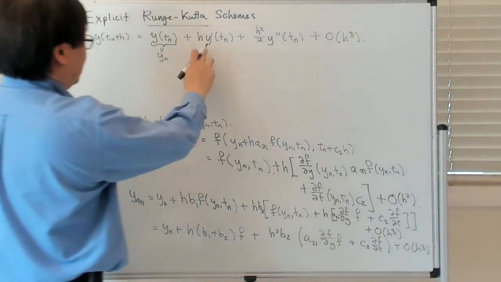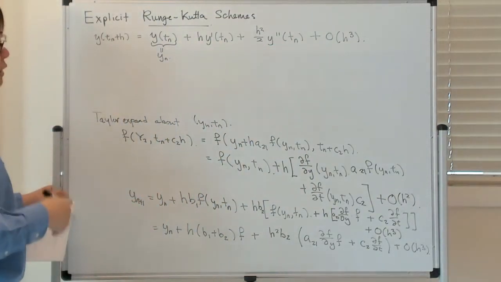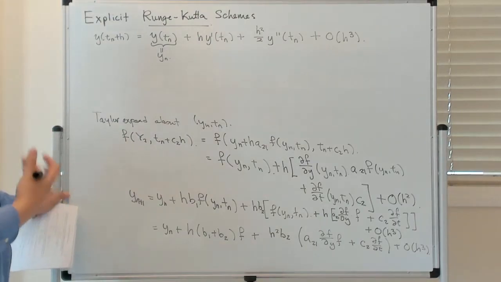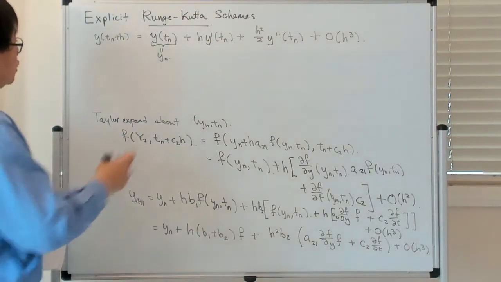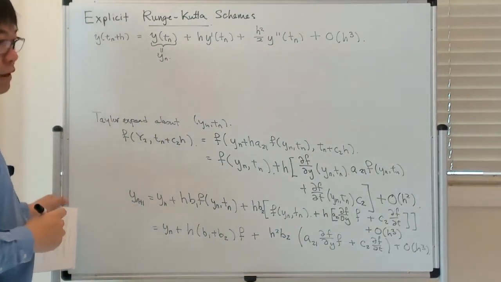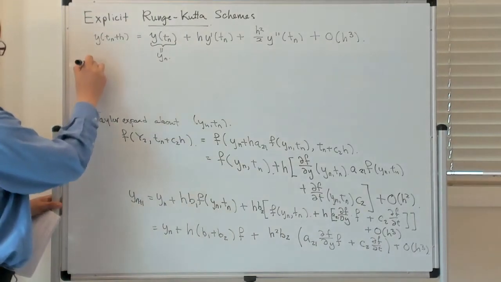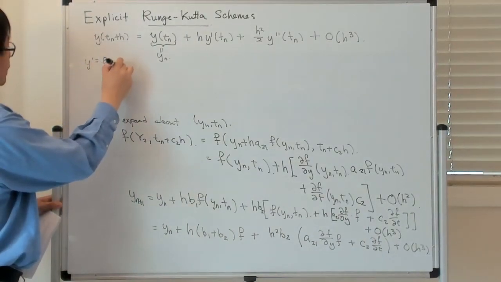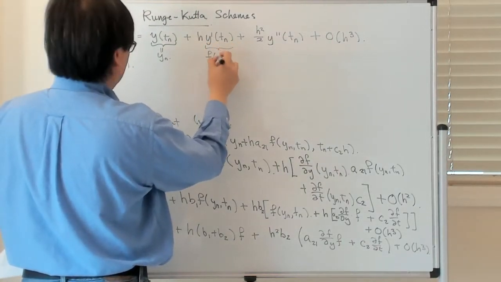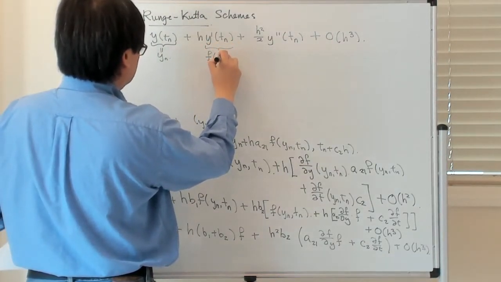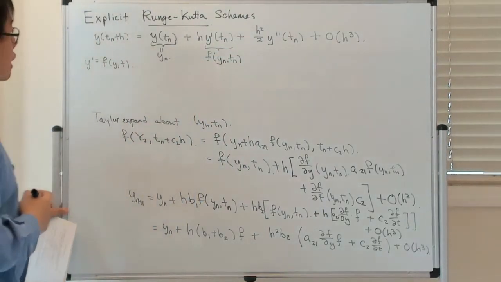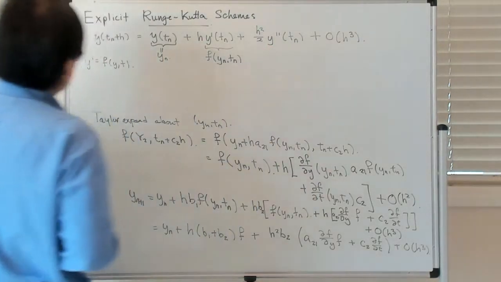The problem, of course, is that y is a solution of a differential equation. You don't have an explicit formula for y. All you really have is the differential equation. So you have to replace these terms with the corresponding terms coming from the differential equation. You know that y prime is f of y and t. So I can replace this term here with f at y_n, t_n, which is exactly what I want. But then I have to deal with this y double prime term.